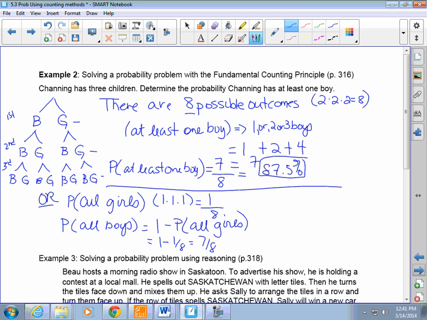So if you have that at least 1 situation, then you can look at it as doing the 1 minus the probability of not having any of them, or all of the other kind.